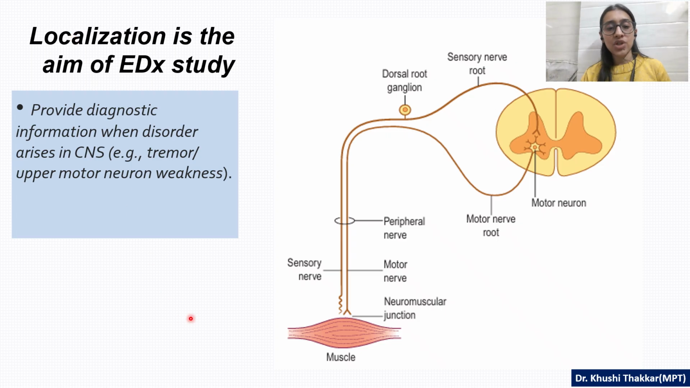So this is just a visualization of what we discussed, the pathways. This is the sensory nerve root and the dorsal root ganglion. This is the motor nerve root and the motor root ganglion.